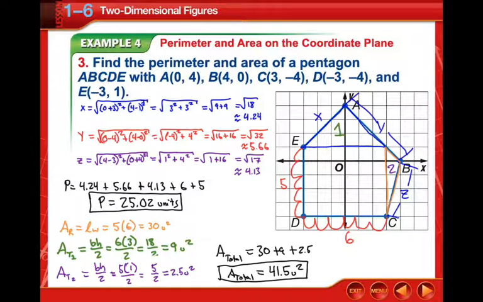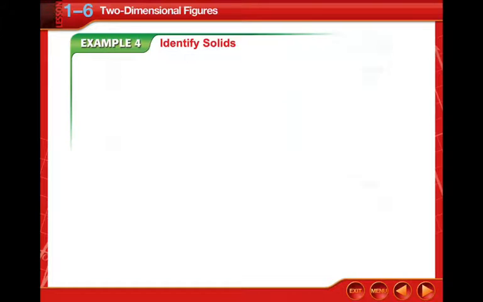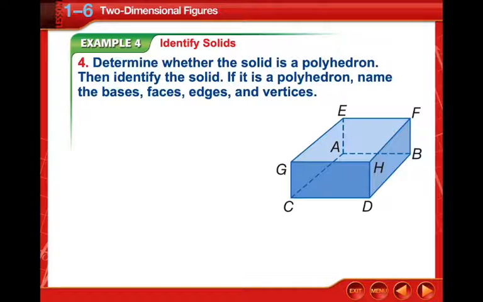So let's move on. Time to look at some 3D figures. So these are the different types of solids. So if it has a curved surface, that's not a polyhedron. If it doesn't have a curved surface, it's a polyhedron. So cylinders, cones, spheres, not polyhedrons. Prisms, pyramids are polyhedrons. Simple as that. So here we're just identifying the solid, and it wants us to name the bases, faces, edges, and vertices. Lots to name in this one.